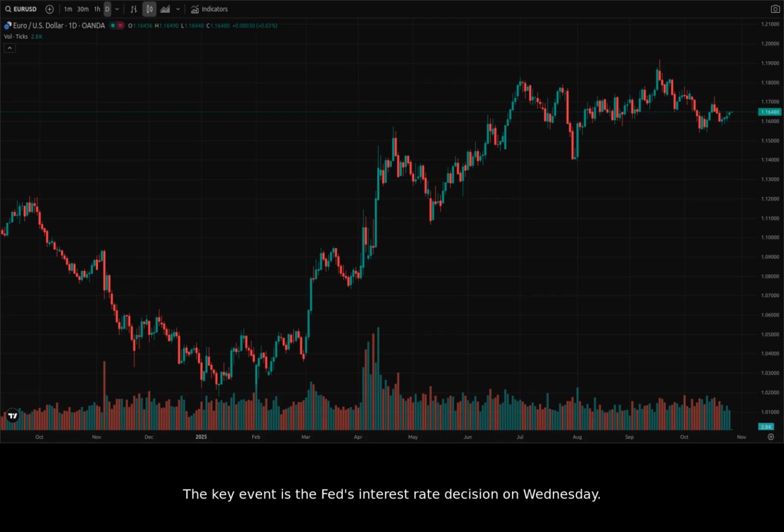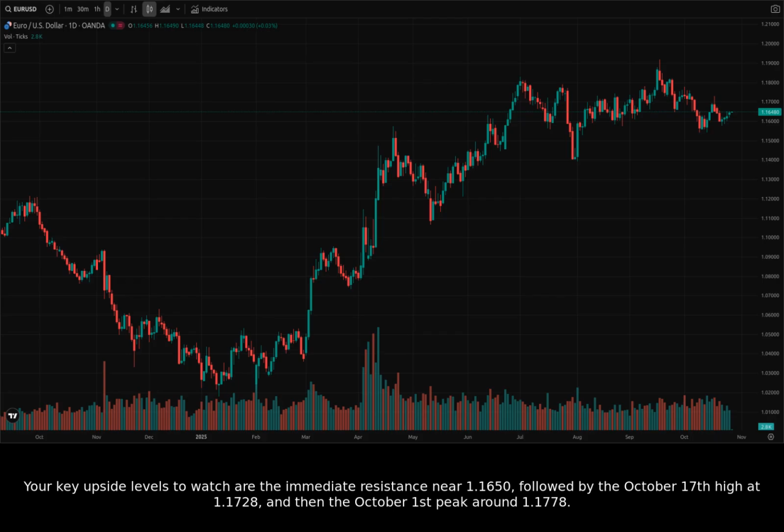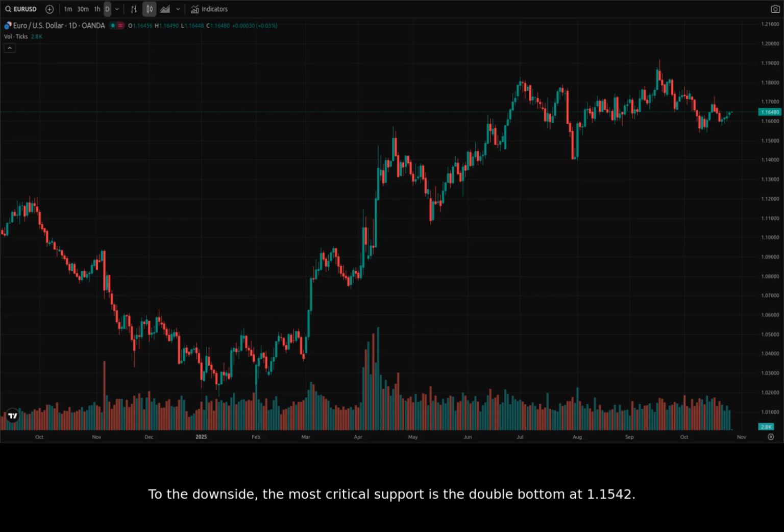The key event is the Fed's interest rate decision on Wednesday. Your key upside levels to watch are the immediate resistance near 1.1650, followed by the October 17th high at 1.1728, and then the October 1st peak around 1.1778. To the downside, the most critical support is the double bottom at 1.1542. A break below that level would open the door for a move towards the 1.1400 handle.